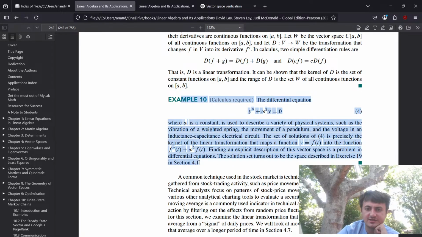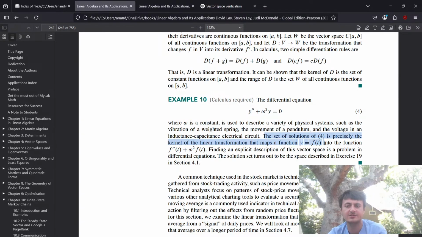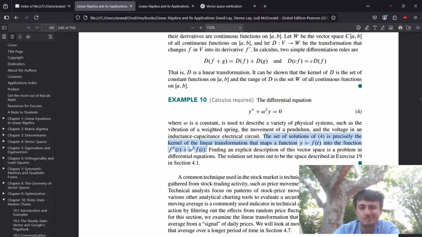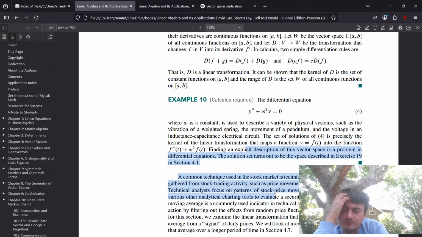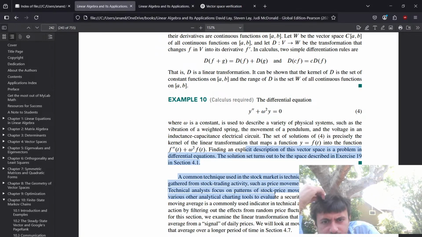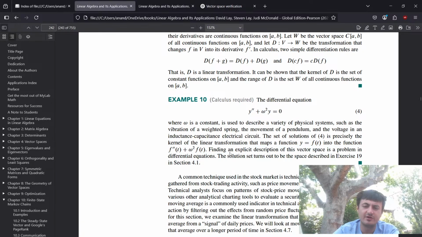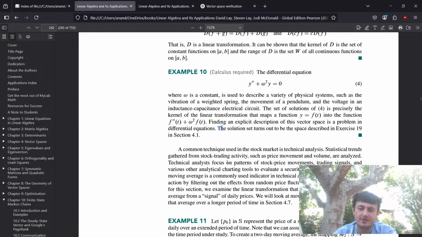And then this one's really cool. This shows that the solution space of the harmonic oscillator, the set of solutions of the harmonic oscillator, is precisely the kernel of the linear transformation that maps a function y equal to f(t) into the function f'' plus omega squared f(t). Right, so if that's 0, then it's in the kernel. And finding an explicit description of this vector space, we went over this problem with the C1 times cos omega t plus C2 times sine omega t or something like that.